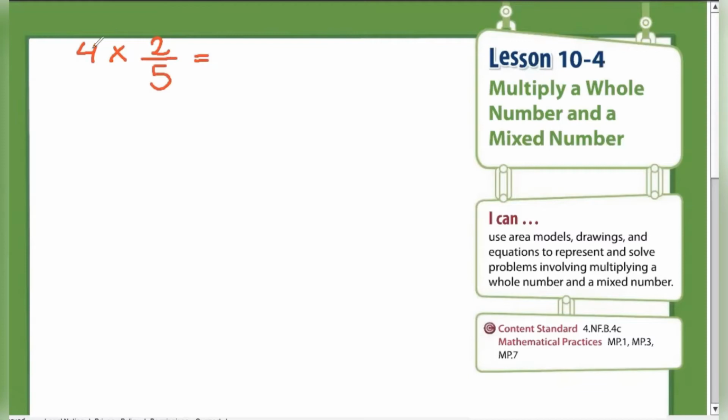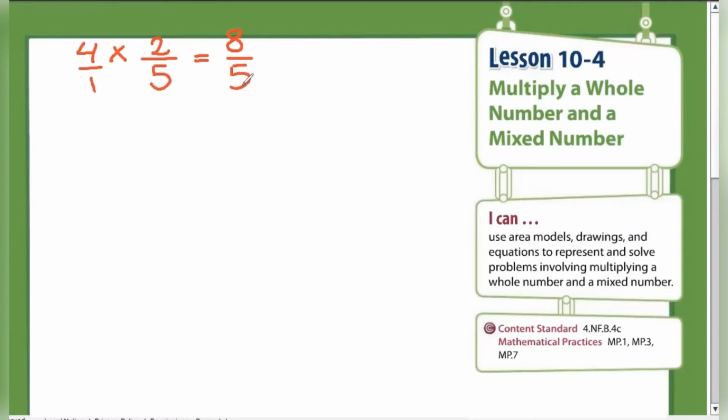How, teacher? I will multiply the numerator by the numerator. 4 times 2 equals 8. And here we have the denominator 1. 1 times 5 equals 5. What is this, teacher? This is called an improper fraction.